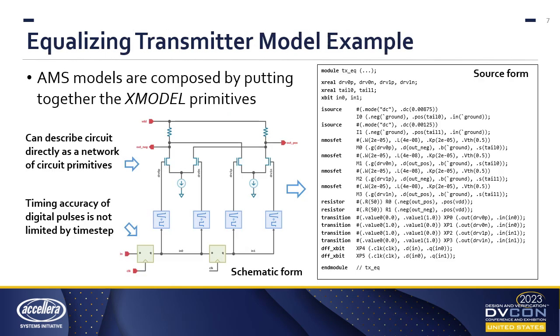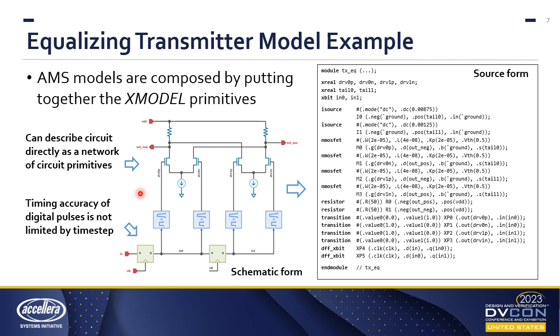Composing a model with XMODEL is basically putting together the building blocks called XMODEL primitives. Because of that, we can show its model either in this schematic form or in this source form. Some primitives represent the circuit function, like these D flip-flop and transition primitives, while some others represent the circuit elements as is, like these NMOSFET, resistor, and iSource primitives.